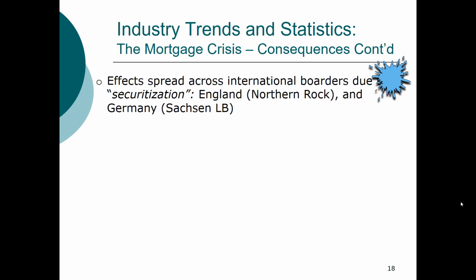The effects of the U.S. financial crisis then spread across international borders. This was due to the securitization of loans into mortgage-backed securities, which were bought by many international banks. International banks that suffered losses during the financial crisis were, for example, the British bank Northern Rock, which was taken into public ownership in 2008 and bought by another bank in 2012, and the German bank Sachsen Landesbank, a state-owned bank that was taken over by another state-run German bank in 2008.